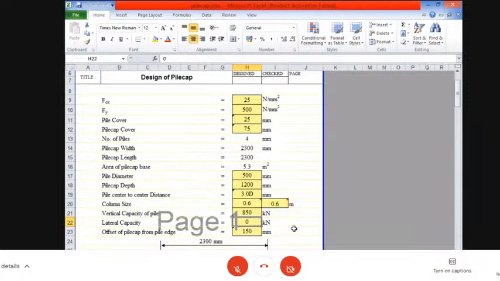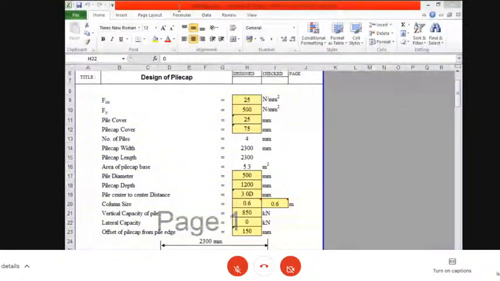Just as for the isolated footing they give the SBC value based on the type of soil, they will give it for the pile cap also. For each pile, they have to test what the vertical capacity of the pile is, what the lateral capacity is, and what the uplift capacity is. You get this from the geotechnical engineer. Before starting your design, you have to get all these details: the vertical capacity, then lateral capacity, then uplift capacity.